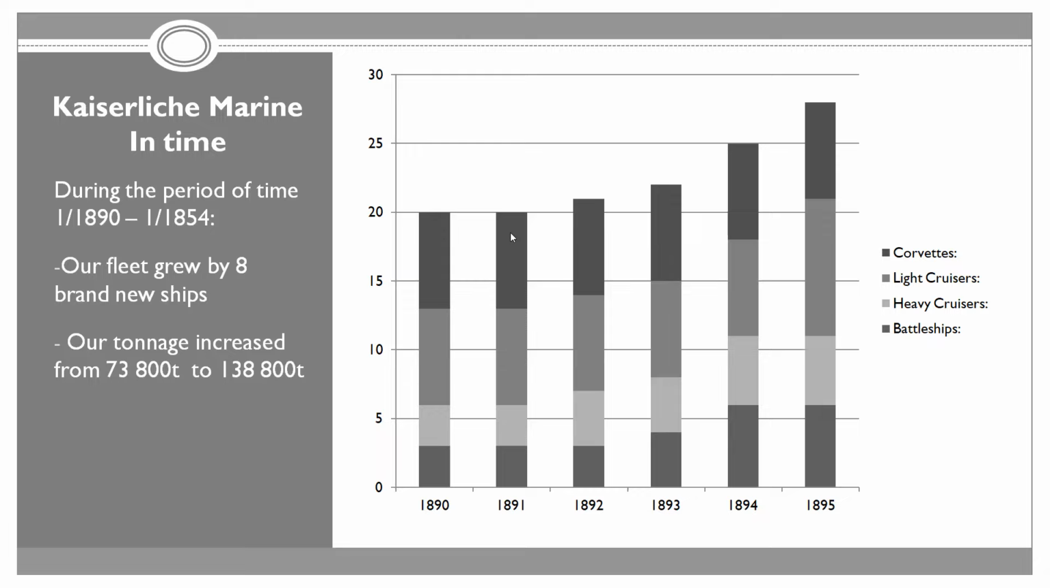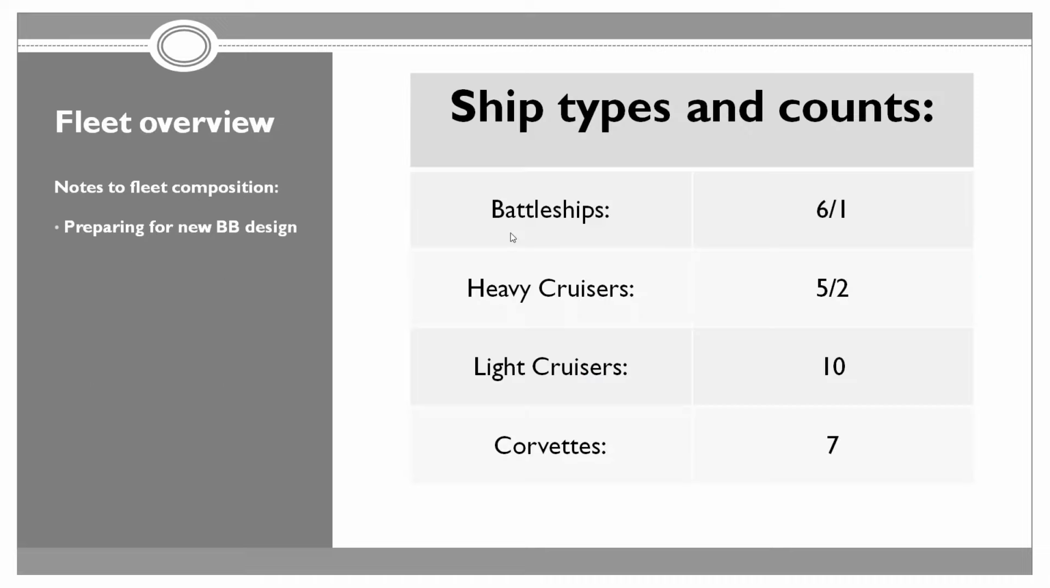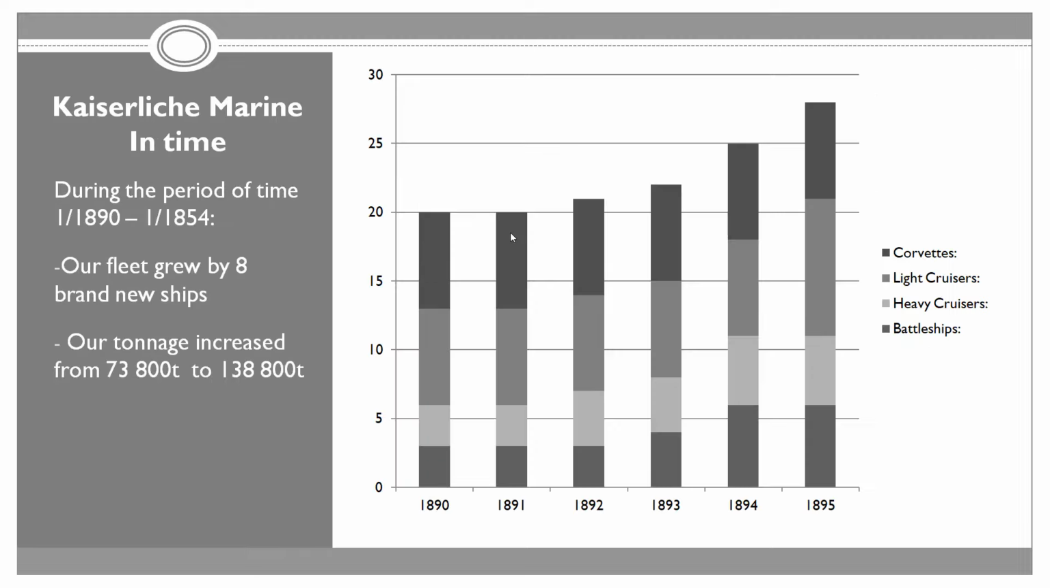So in 1890, you can see that we have 20 ships, and now in 1895, we have 27. Wait, did I remember that correctly, the number? It's 21, no, 28 actually. We have 28 ships now. I also added the distinction between corvettes, light cruisers, heavy cruisers, and battleships.